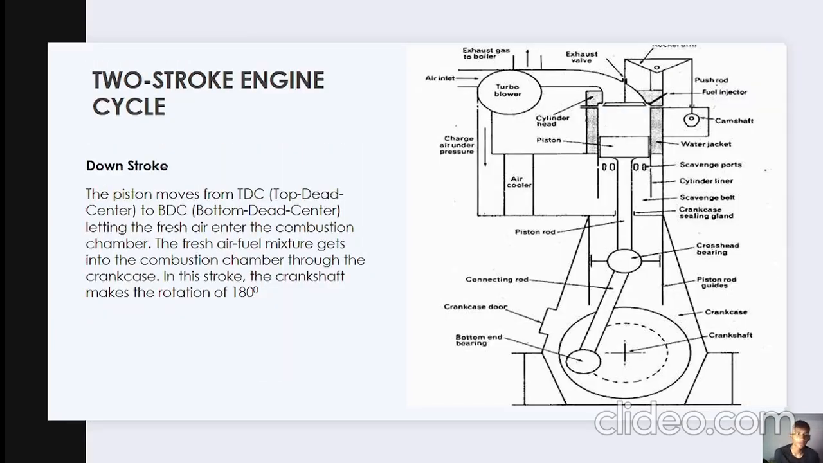Let's study the downstroke first. The piston moves from top dead center to bottom dead center, letting fresh air enter the combustion chamber. The fresh fuel gets mixed into the combustion chamber through the crankcase. In this stroke, the crankshaft makes a rotation of 180 degrees. This is the diagram you have to draw for the two-stroke engine.